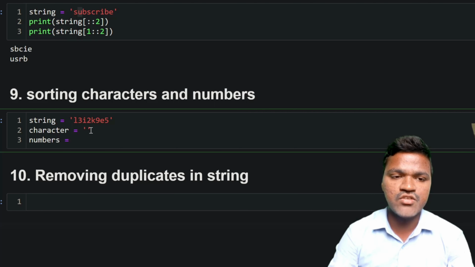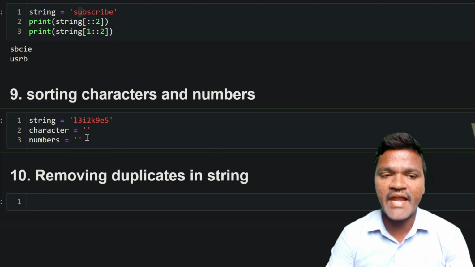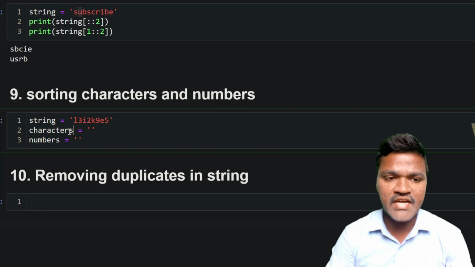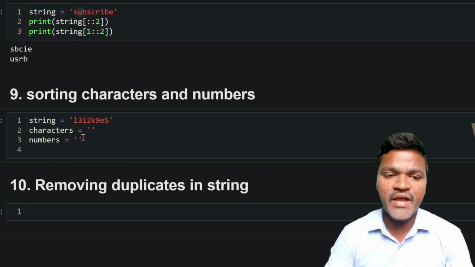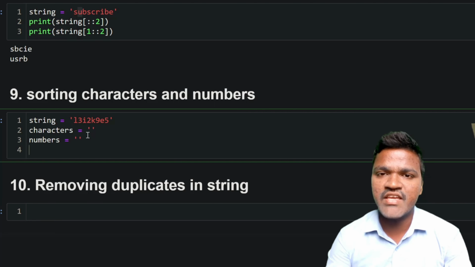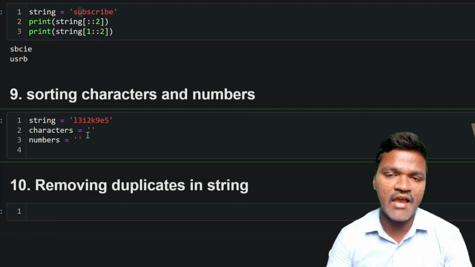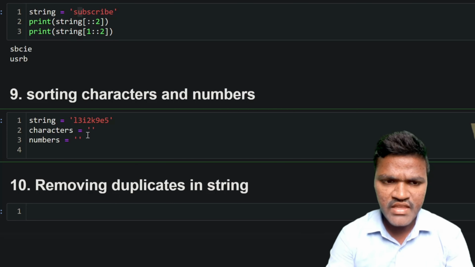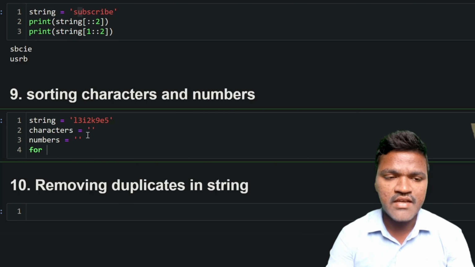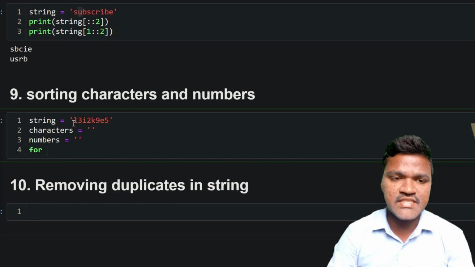For this one also we will be adding the numbers. For characters we will be adding characters, for numbers we are adding numbers. By using string concatenation we can add them, so that it will have new characters added. Here I need to iterate through this string using a for loop. That is what I am doing here.